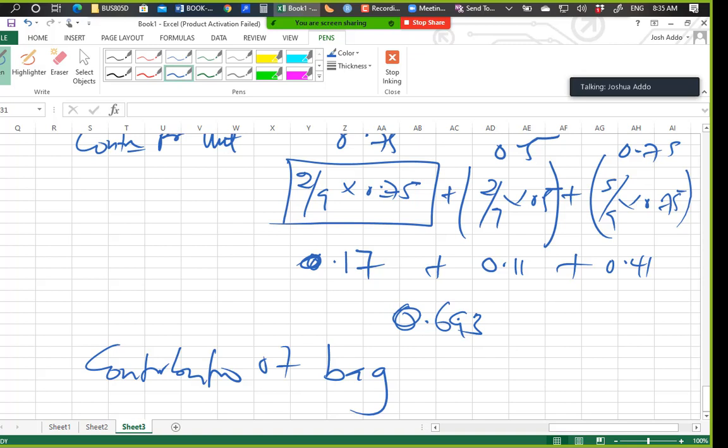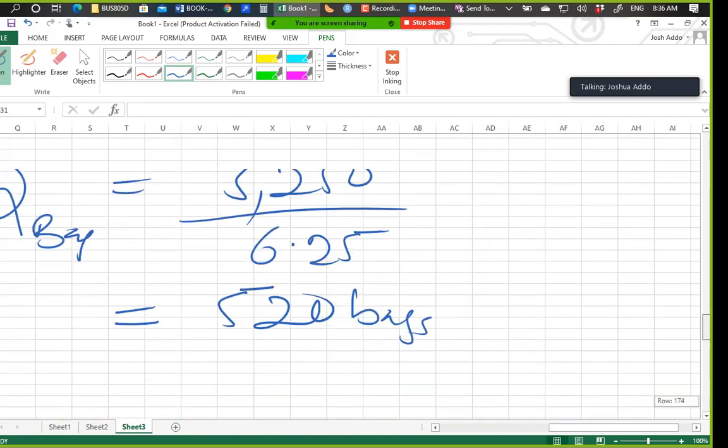2 over 9 times your contribution, because you brought 2 out of the total 9. 2 over 9 times your contribution. 5 over 9 times your contribution. This is what we are doing in terms of calculating the weighted average contribution for the bag.